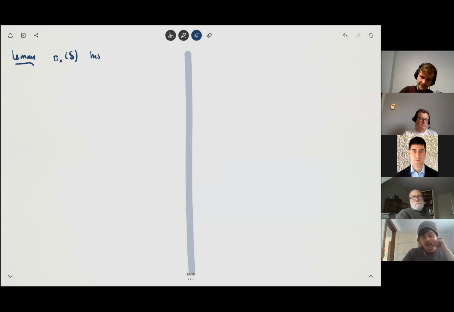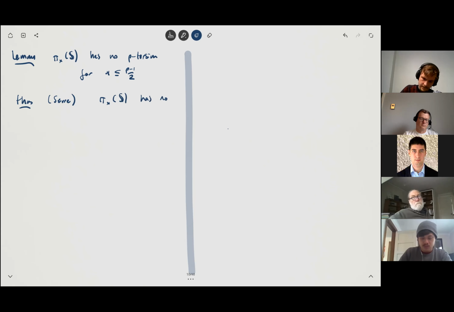But of course, a much better range is known than the one we're going to get here. The better range is a result of Serre, which says that in fact there's no p-torsion for * smaller than 2p minus 3.